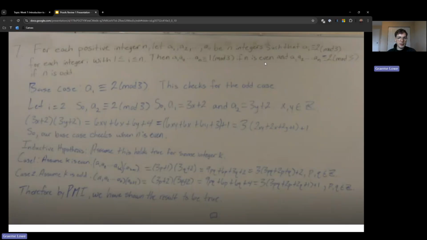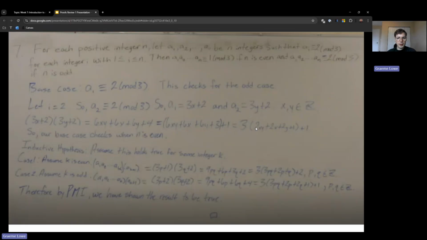Now we want to see for the even case, since we have A2, if these two terms multiplied by each other, so A1 times A2 is congruent to 1 mod 3. So we'll take A1 and A2 and multiply them by each other. That gives us 6xy plus 6x plus 6y plus 4. Then we will move around. We will break down this 4 into a 3 and a 1 so that we can then take a 3 out of each of these terms.